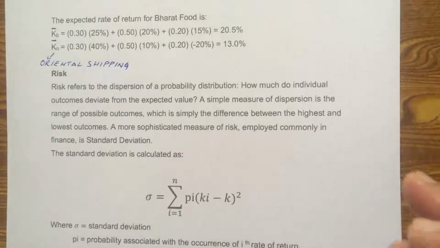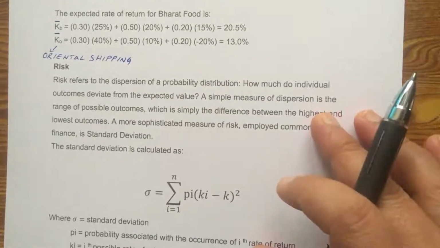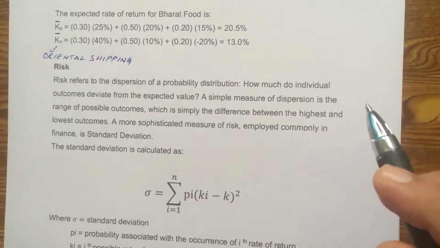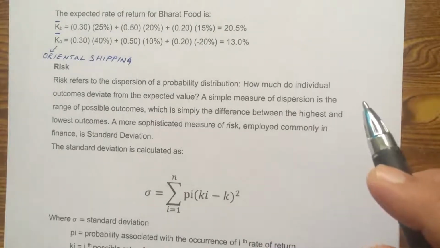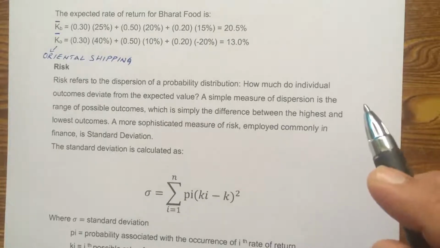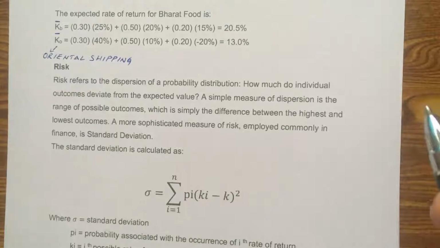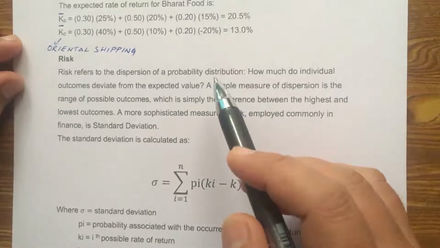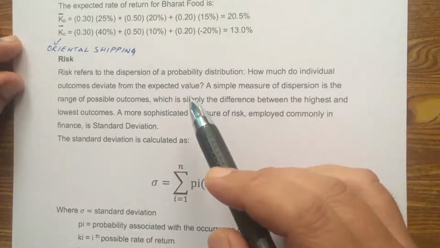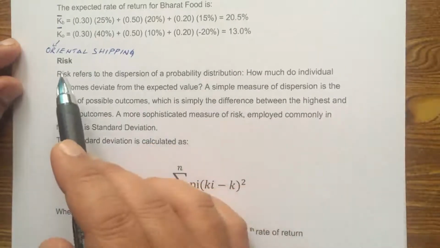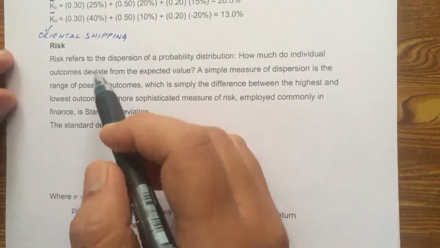Now the expected rate of return is very important because without the expected rate of return, you will not be able to calculate the risk, which is defined by standard deviation. I will explain to you. So far we have seen return, we have seen the concept of probability and expected rate of return. Now let's look at risk. And what is risk?